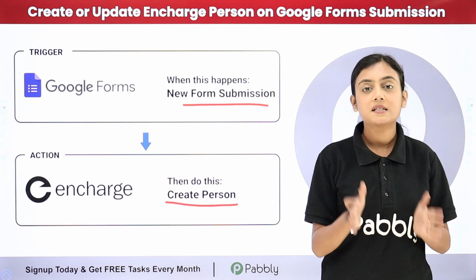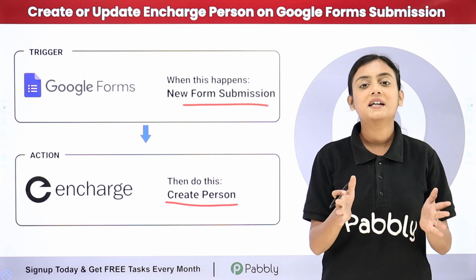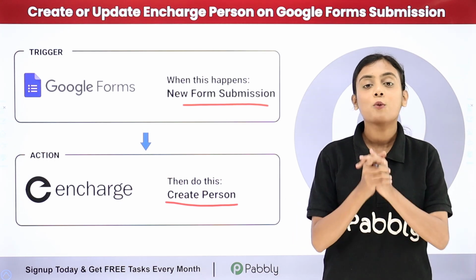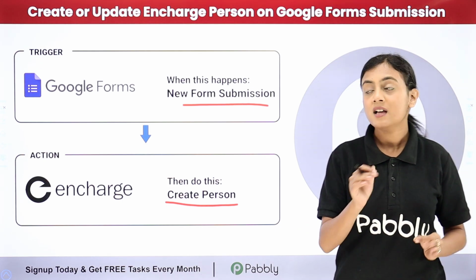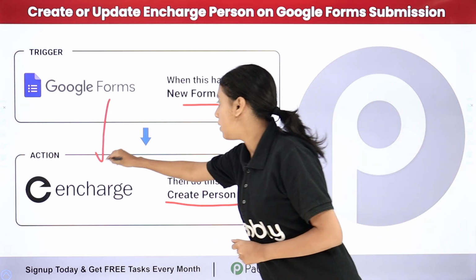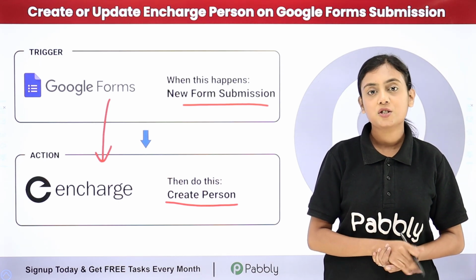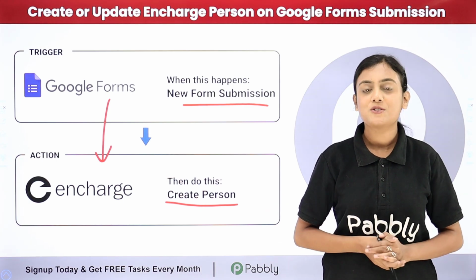Now creating this person manually after a new lead is generated is very time consuming. So what I did was I simply automated this entire process with the help of Pabbly Connect, which is an amazing automation and integration software. And here in this automation, I'm going to build a connection between Google Forms and Encharge with the help of it. So if you also want to learn about this amazing automation step by step and want to see how this automation works, then let me take you all to my screen.